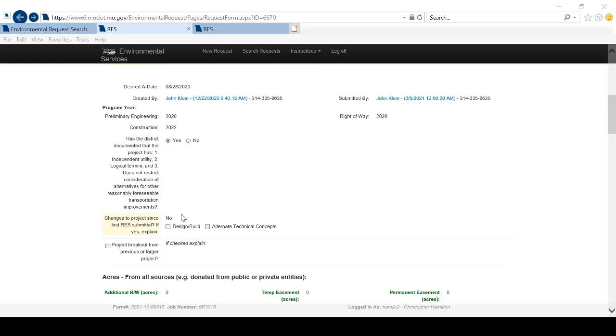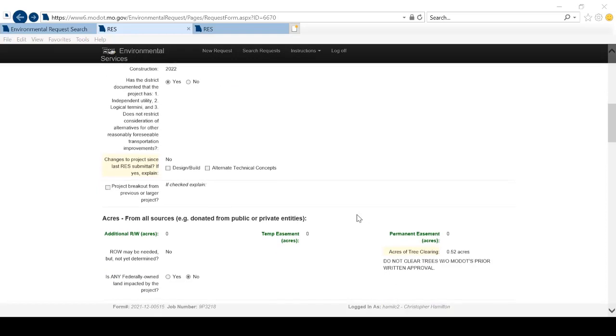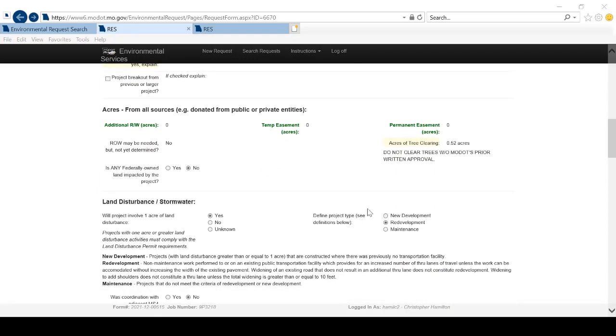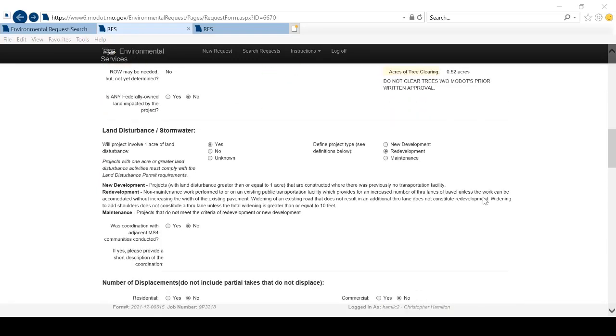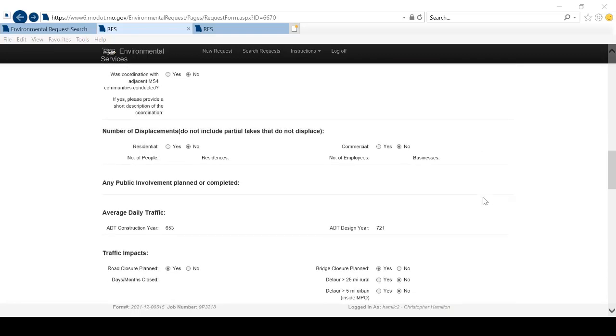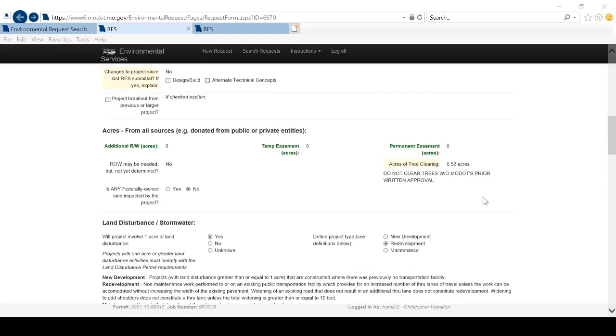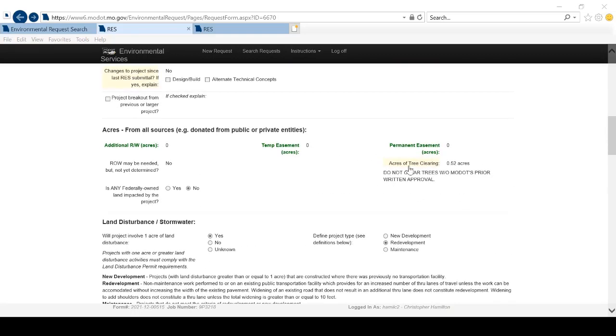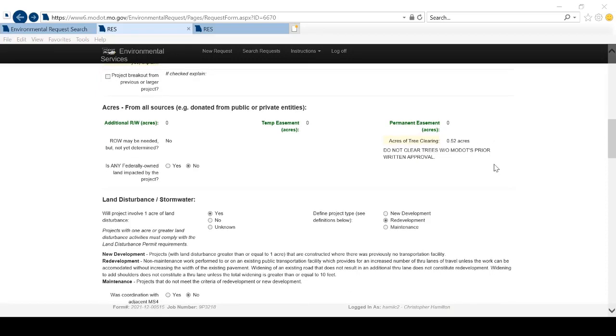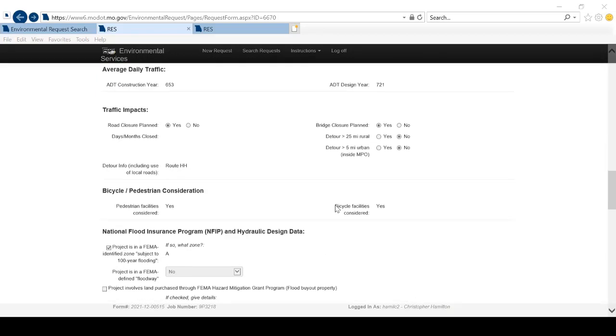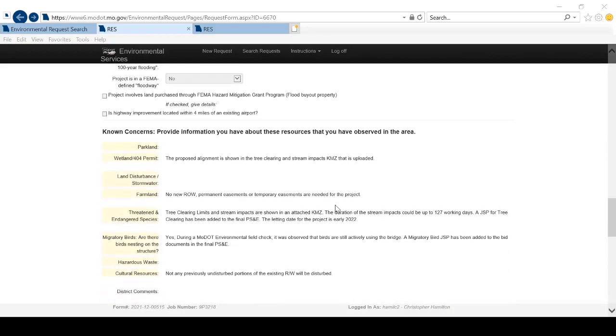If they check yes, normally there's going to be a description that will say what changed, and that'll further help us out with information that we might need to go into review on. So another thing that we look at, not for the Clean Water Act side, but acres of tree clearing, that's more focused on the threatened and endangered species side.